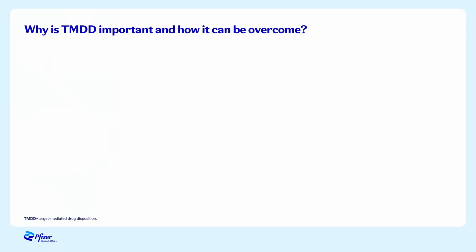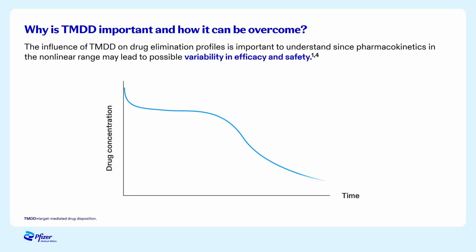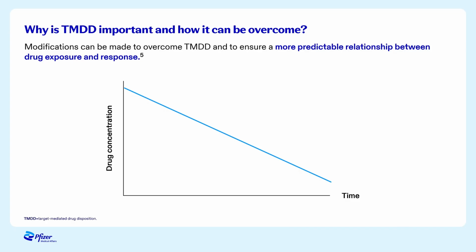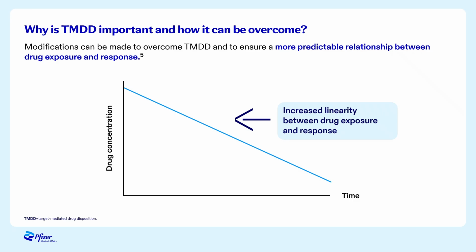Why is TMDD important? The influence of TMDD on drug elimination profiles is important to understand, since pharmacokinetics in the nonlinear range may lead to possible variability in efficacy and safety. How can TMDD be overcome? Modifications can be made to overcome TMDD and to ensure a more predictable relationship characterized by increased linearity between drug exposure and response.